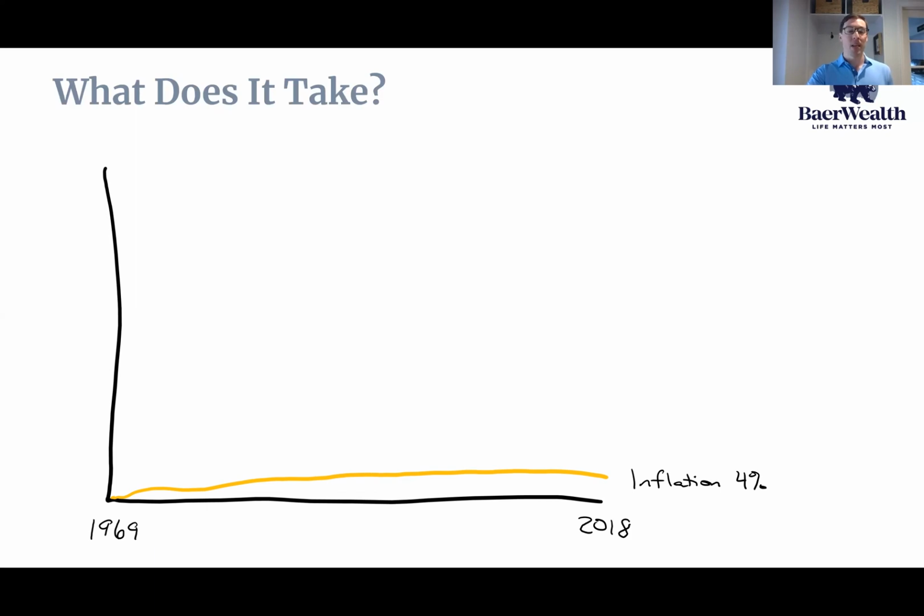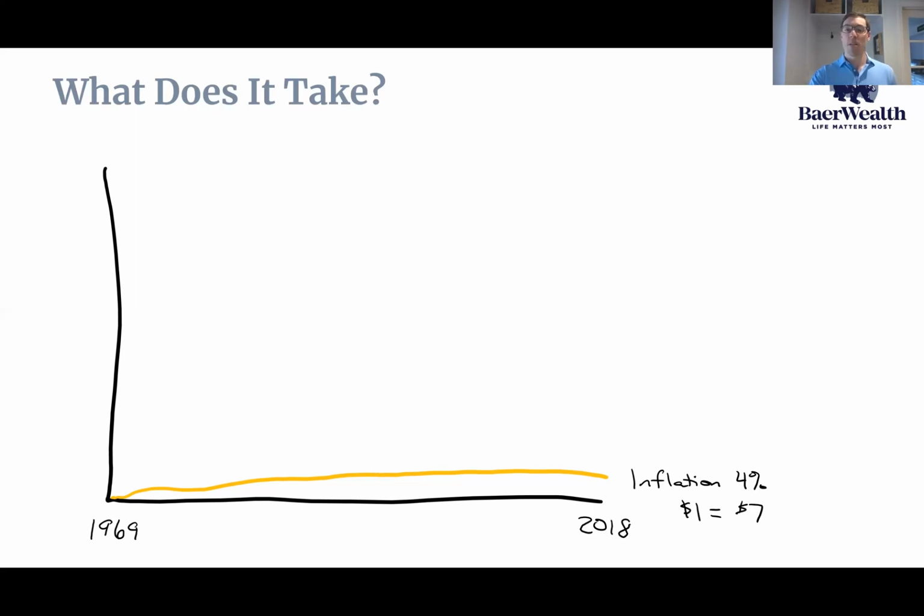And so what that means is that if you had put $1 in 1969, it all by itself would be worth about $7 today, just purely based on inflation, right? Doing absolutely nothing.